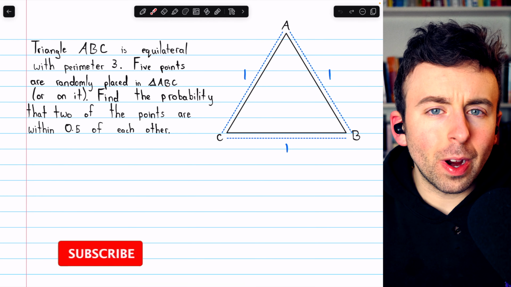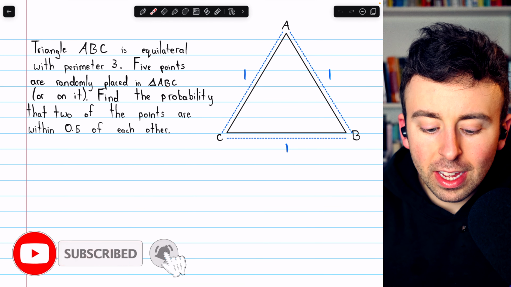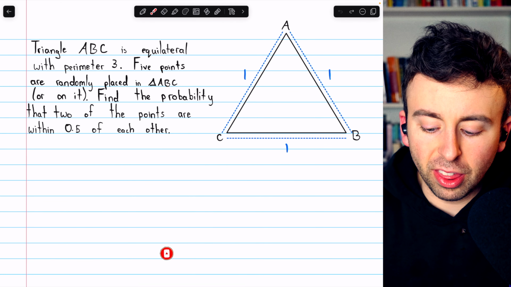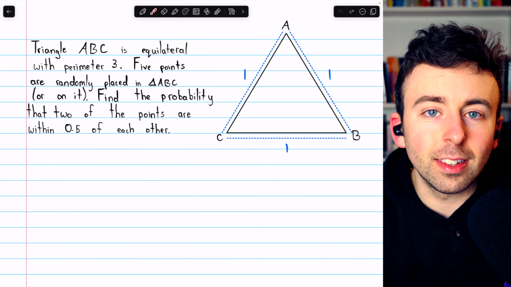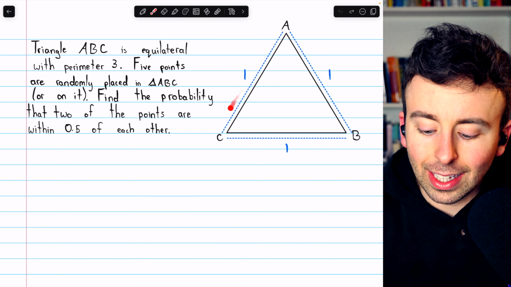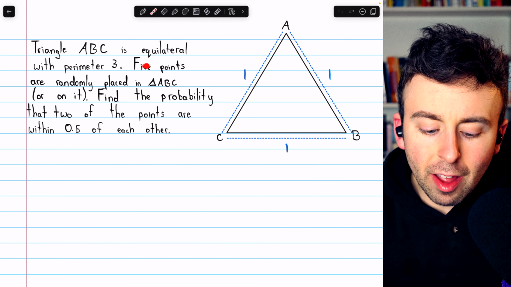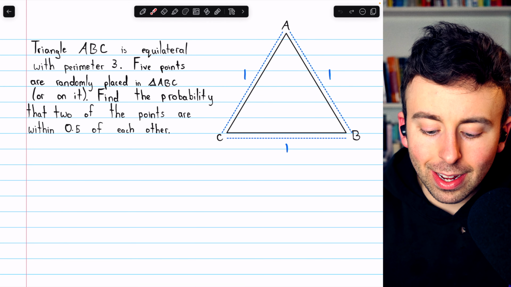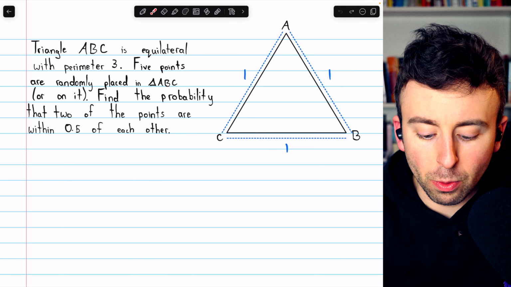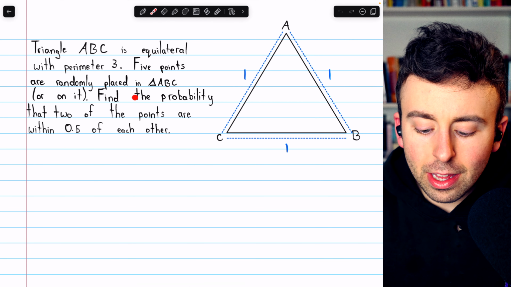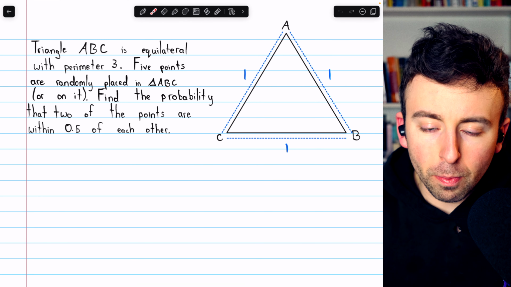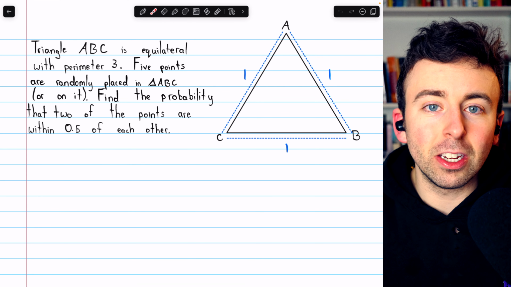Here is an interesting geometry problem. Triangle ABC is equilateral with perimeter 3. We see that here. Since it's equilateral and its perimeter is 3, each side has a length of 1. 5 points are randomly placed in the triangle, or on it, so they could also be on the triangle's boundary. And we're asked to find the probability that 2 of the points are within 0.5 units of each other.